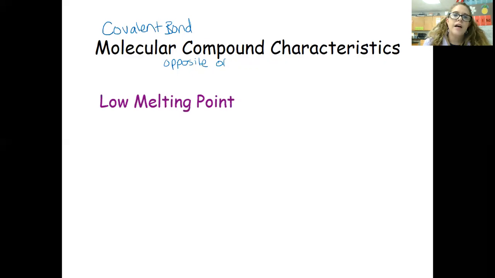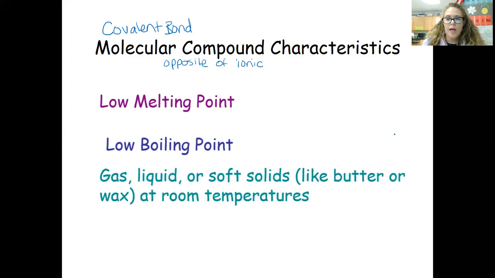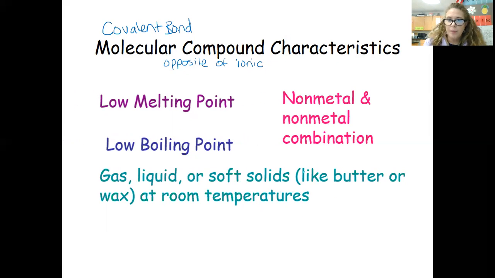characteristics of ionic compounds. So in chemistry, you don't have to memorize things twice, because if you know it in one direction, the opposite is completely reversed. Ionic compounds have a high melting point, so molecular or covalently bonded compounds have a low melting point. Right? So it also means low boiling point. And we have gas, liquid, or soft solids, right? Butter or wax at room temperature. So like my candles in the classroom.